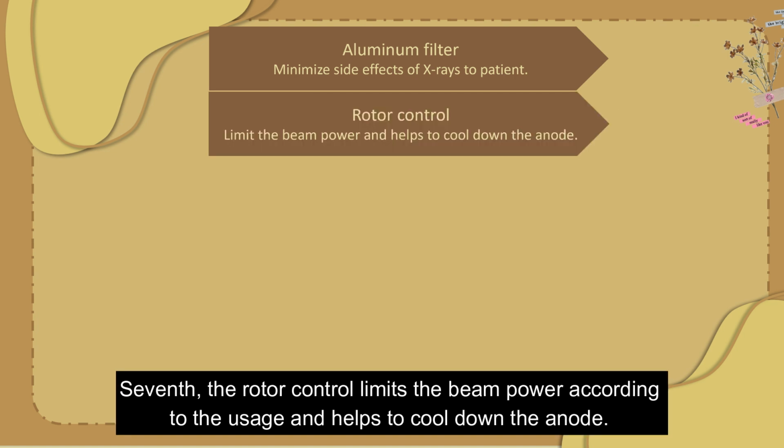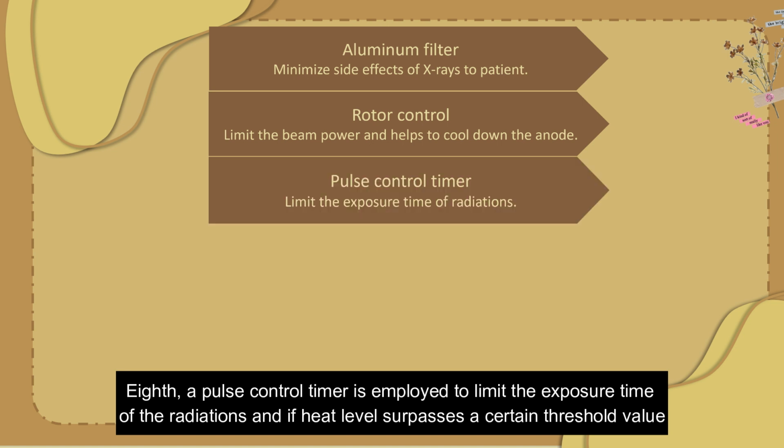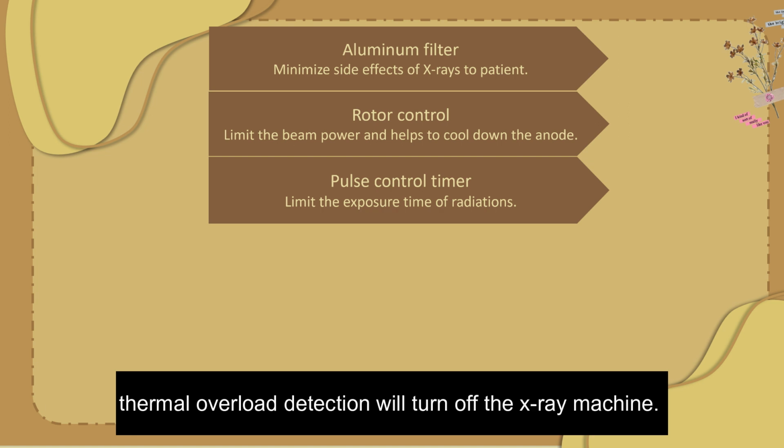Seventh, the rotor control limits the beam power according to the usage and helps to cool down the anode. Eighth, a pulse control timer is employed to limit the exposure time of the radiations, and if the heat level surpasses a certain threshold value, thermal overload detection will turn off the X-ray machine.